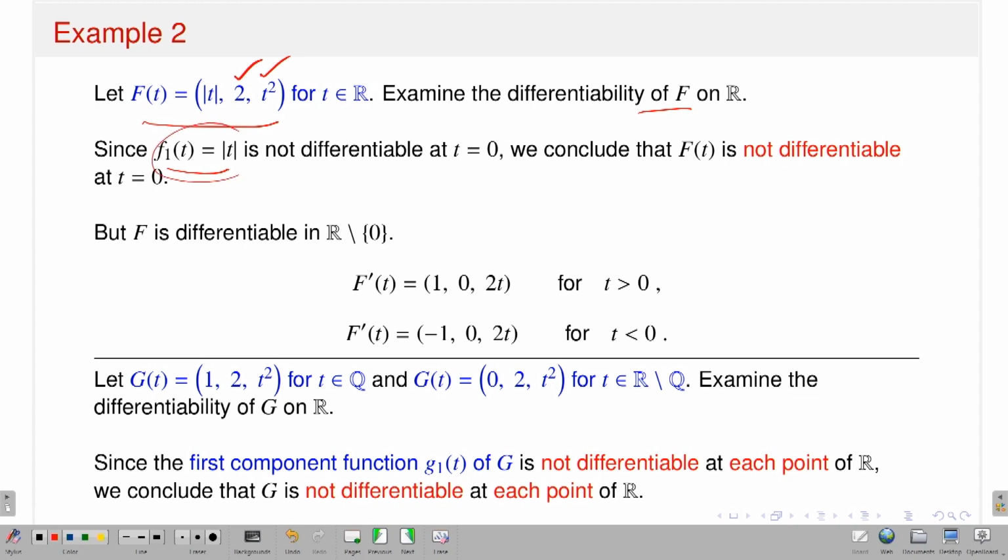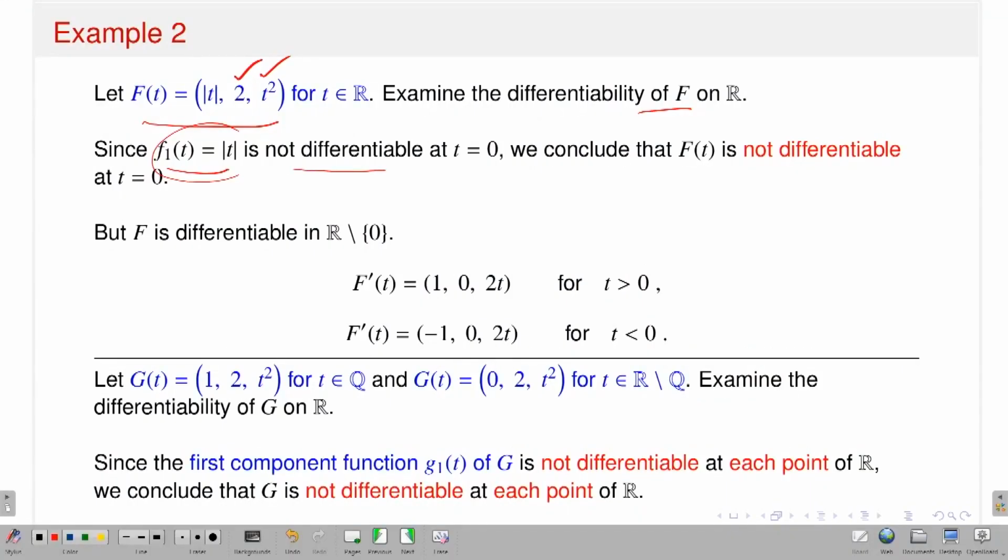The first component function is the modulus function. What I know about the differentiability of the modulus function is very straightforward: f1 is differentiable everywhere except at the point 0. Since f1 is not differentiable at the point 0, I cannot say that capital F is differentiable, because capital F is differentiable if and only if all component functions are.